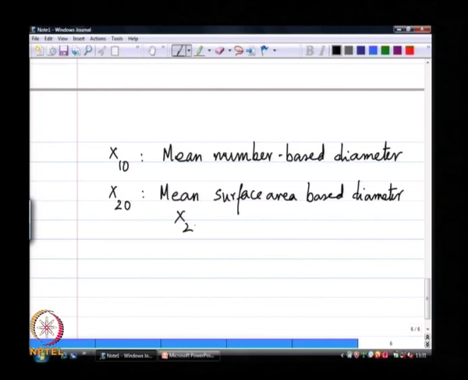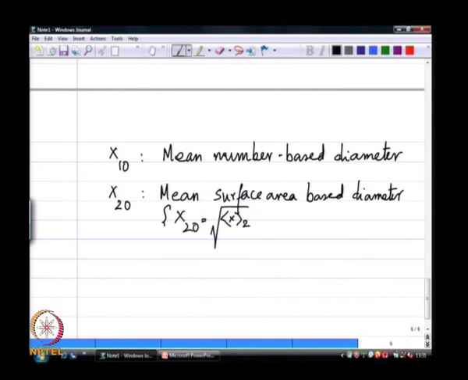And just for the sake of equivalence, I am going to do a 1 over 2 minus 0 to make it look like a diameter. So, I have taken the mean surface area in the spray at that point and taken the square root essentially to give me back a number that has units of length of size. Okay.